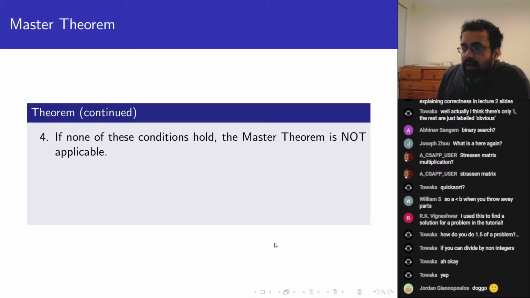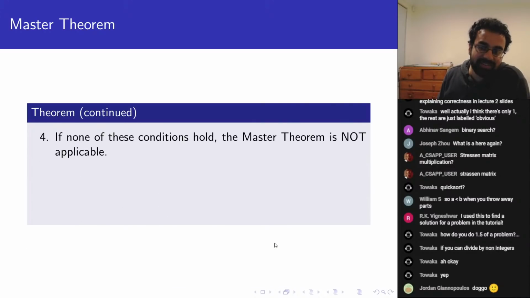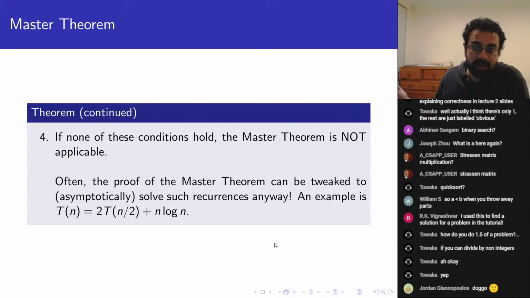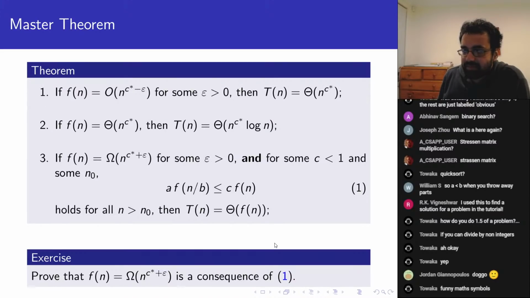Now, if none of these conditions hold, if it's not in this big O, big theta, or big omega case, then we're not going to apply the Master theorem to it. However, often the same techniques that we use in the proof, which we're going to see in a bit, work the same. Now, there's a lot of maths here. Don't worry about it for now. We're going to come back to it. We're going to see some examples and return to this.